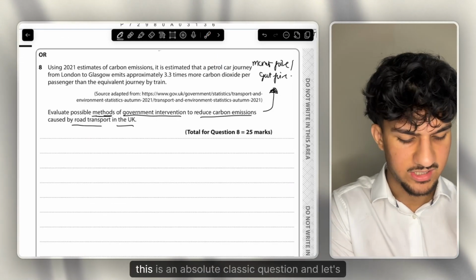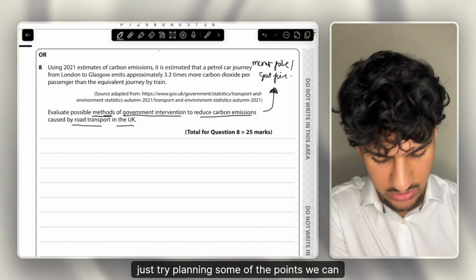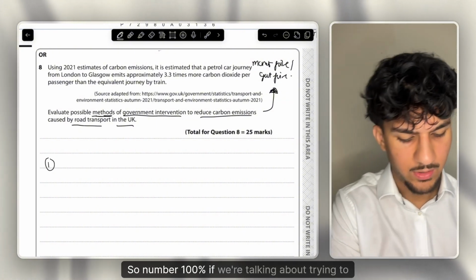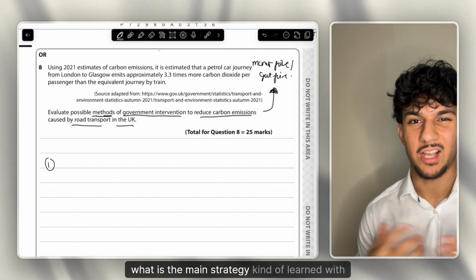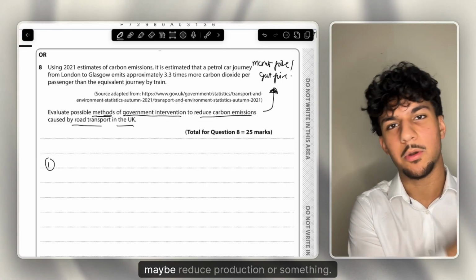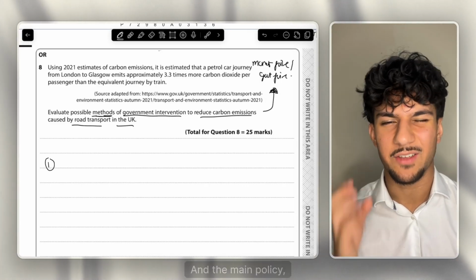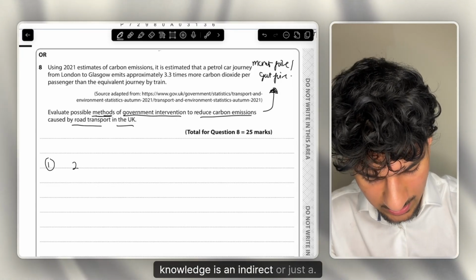Okay, so like I said, this is an absolute classic question, and let's just try to plan some of the points we can mention. So number one, 100%, if we're talking about trying to reduce the carbon emissions, what is the main strategy you kind of learn with policies to reduce something, maybe reduce consumption, maybe reduce production of something. And the main policy, the first policy that should pop into your mind from your content knowledge is an indirect tax, or just a tax.